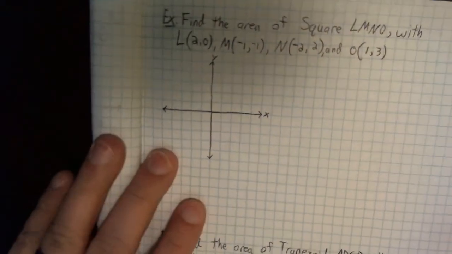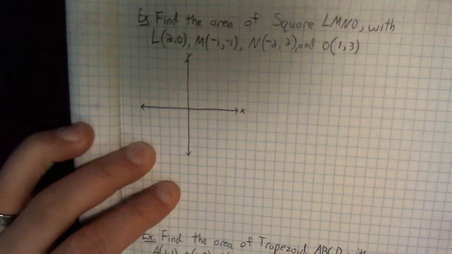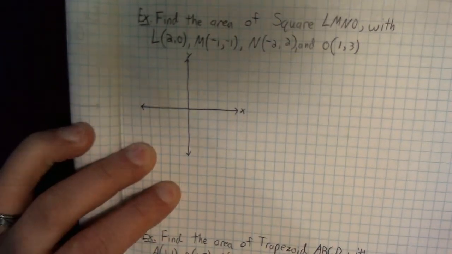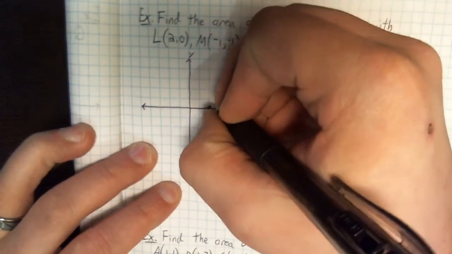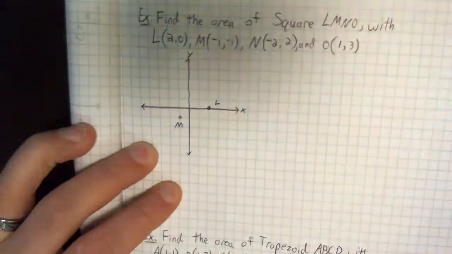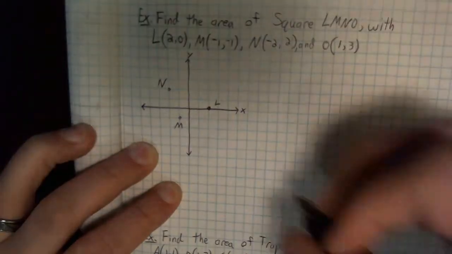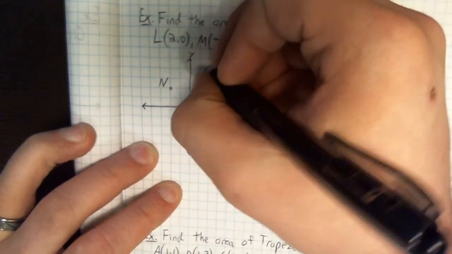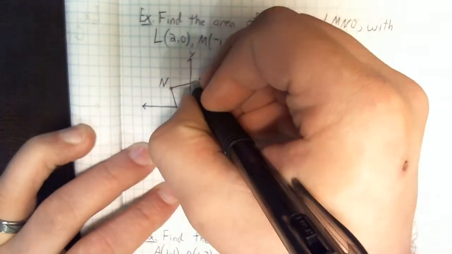Two more examples to go. Again, if you want to try these out, go for it. Okay, this one says find the area of square LMNO with L at 2, 0. So here's L. M at -1, -1. N at -2, 2. And O at 1, 3. So here's our square.